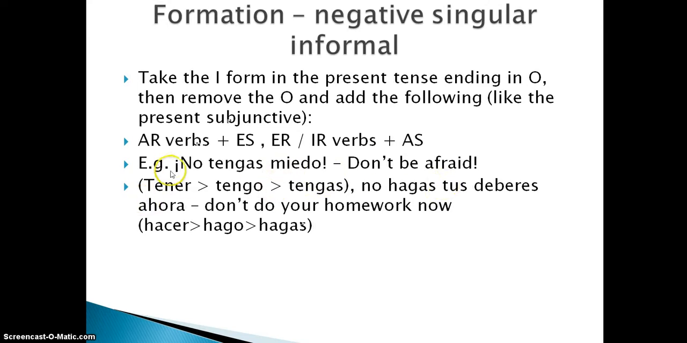So it comes from the verb tener. This is slightly irregular in the present tense, and it goes to tengo, but we still use the same rules as we have here. So we take the O off, because it's an ER verb. We said ER and IR verbs, we put AS on the end, so we put as on the end. So no tengas miedo, don't you be afraid, literally, but we just translate it as don't be afraid.